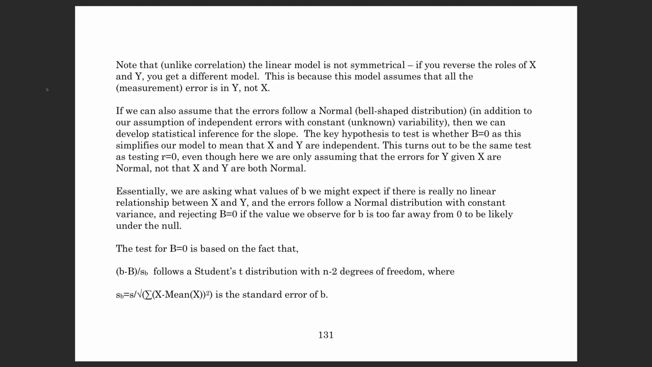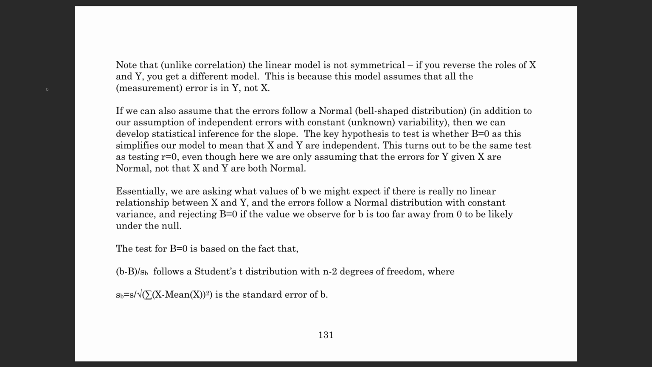So this test, the test for B equals 0, is based on the fact that we can find the distribution of little b. The difference between little b and capital B, after we scale it by something called S_b, which is the standard error of b, follows a student t distribution with n-2 degrees of freedom.